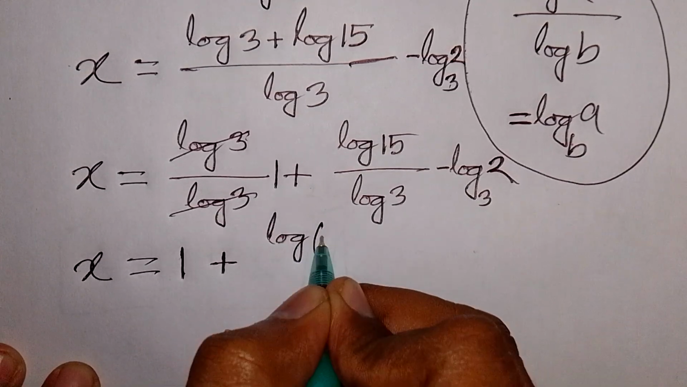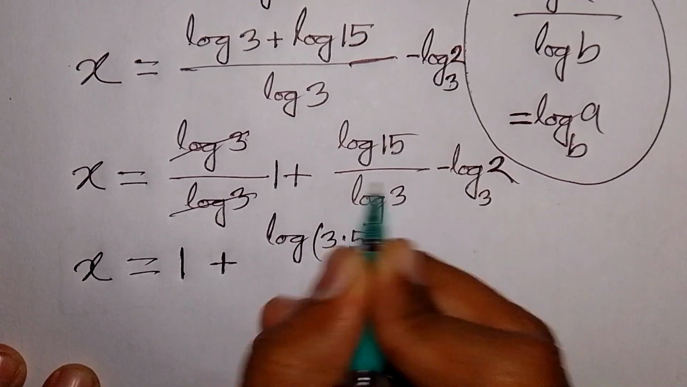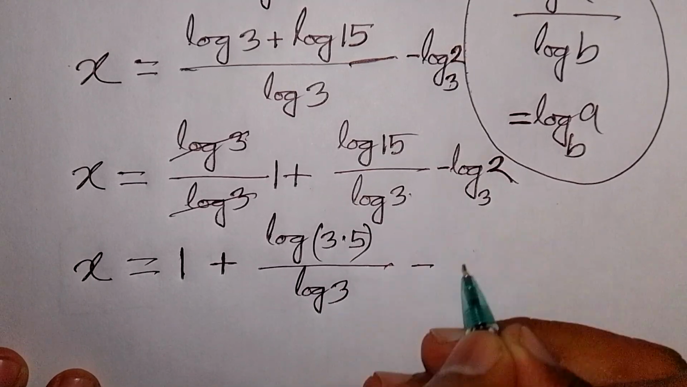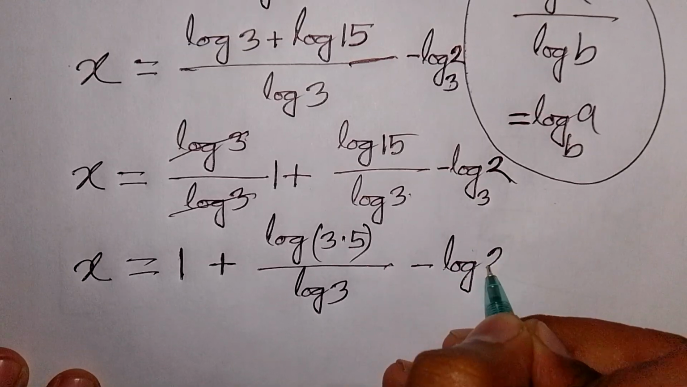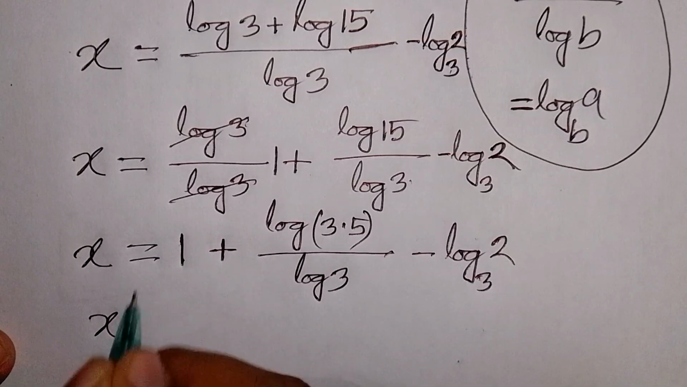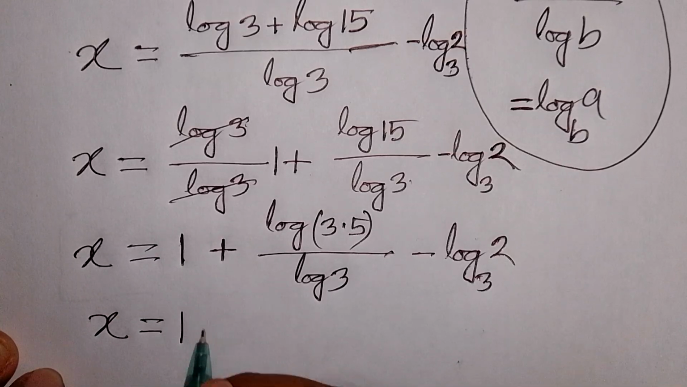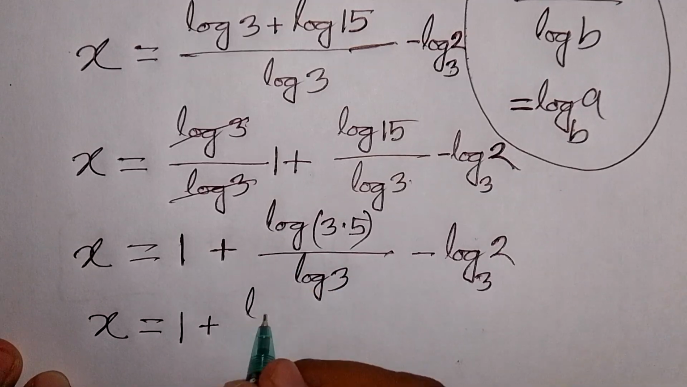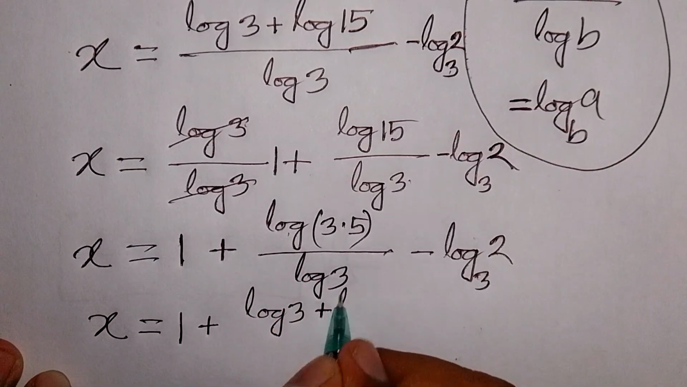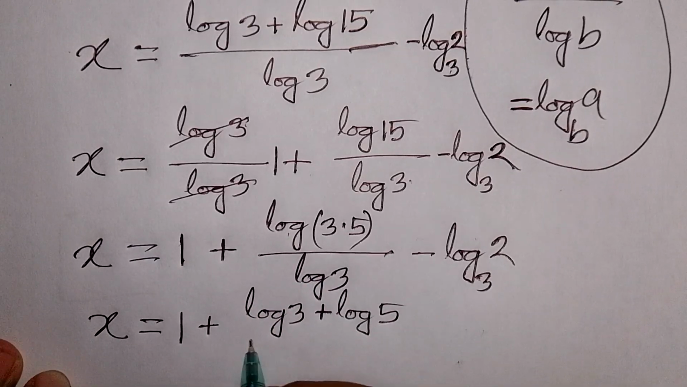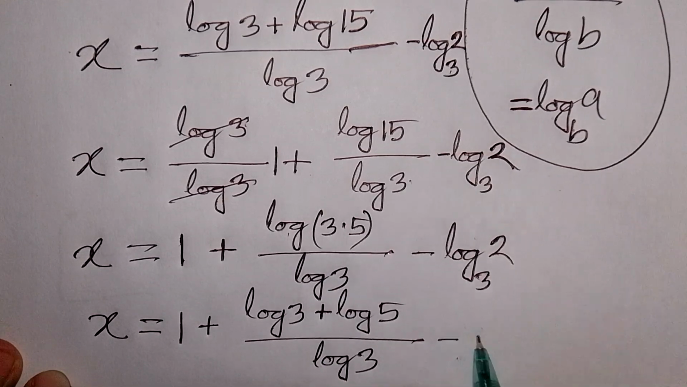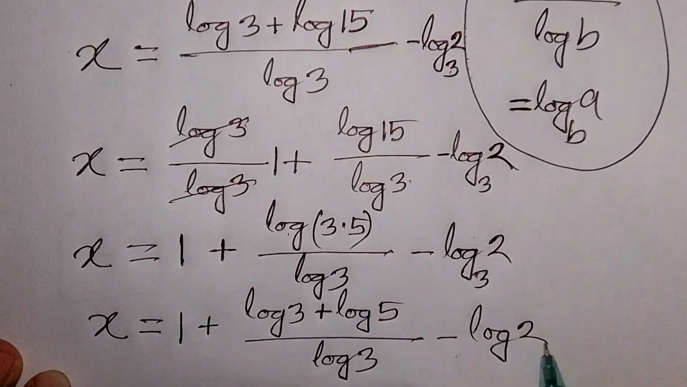log of 3 times 5 over log 3, minus log 2 base 3. In the next step, x is equal to 1 plus log of 3 times 5, which is the same as log 3 plus log 5, over log 3, then minus log 2 base 3.